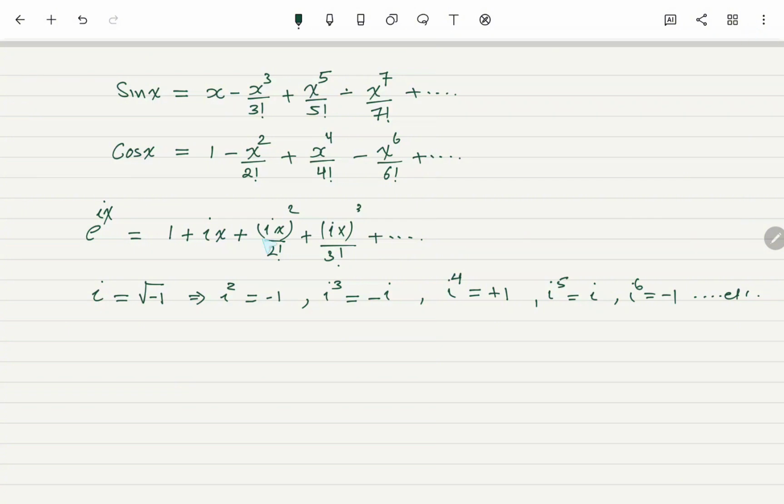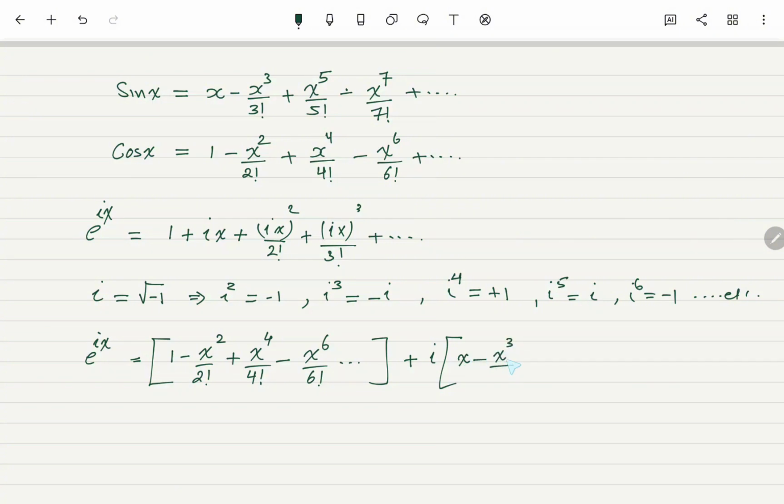Therefore, if we go back to this one here, we can rewrite e to ix as equal to 1 minus x squared over 2 factorial plus x to the power 4 over 4 factorial minus x to the power 6 over 6 factorial, etc., plus i times x minus x cubed divided by 3 factorial plus x to the power 5 over 5 factorial minus x to the power 7 over 7 factorial, and so on.